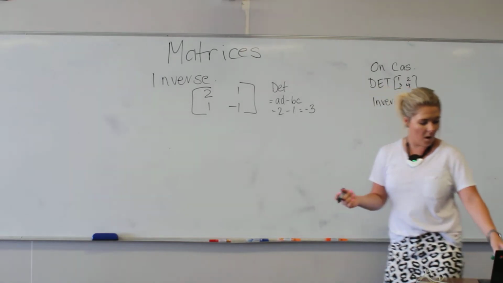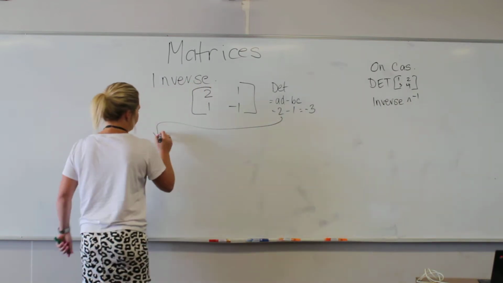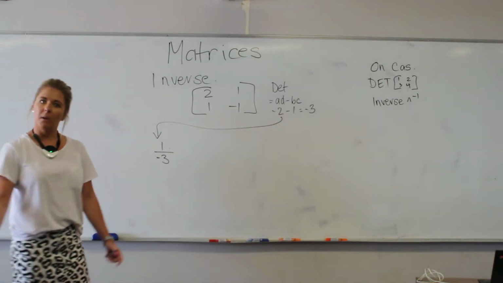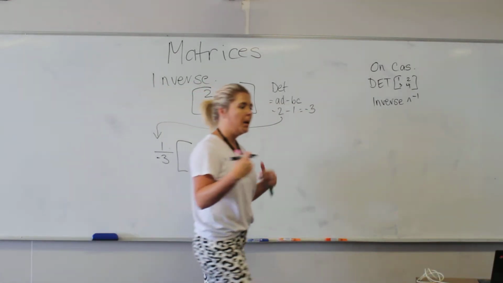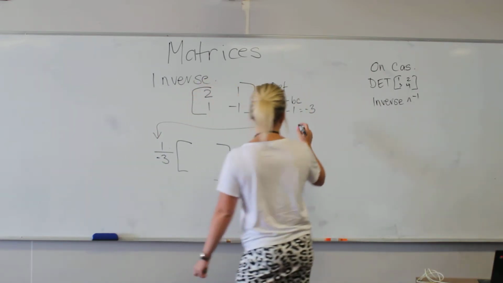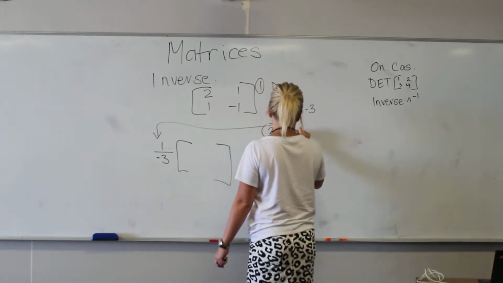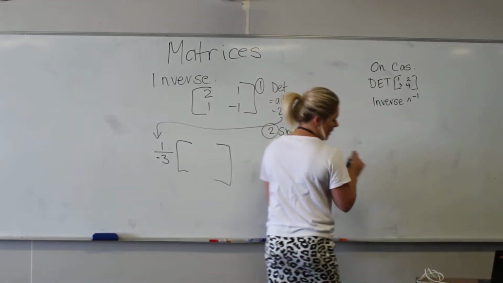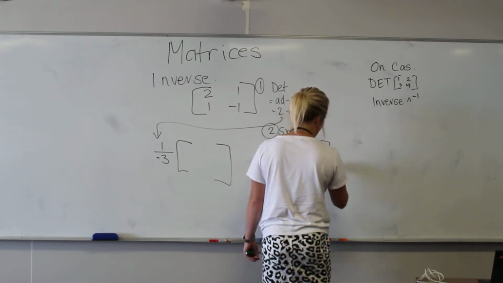I then take my determinant, and that becomes the bottom number of my fraction to multiply it out. From here, I need to swap some elements, and some elements need to become negative. So, what happens here? Number 1, find det. Number 2, swap elements. So it becomes 1 over your determinant, and then in your brackets, D, negative B, negative C, A.